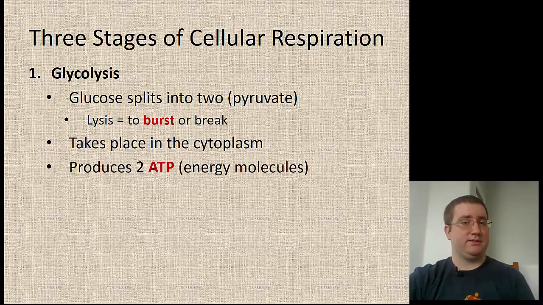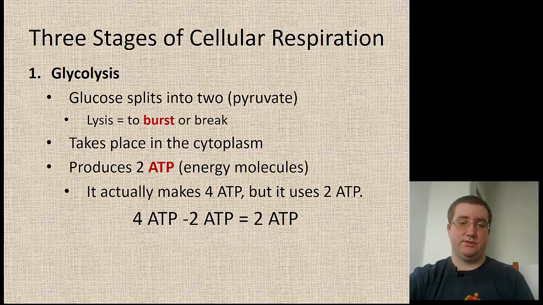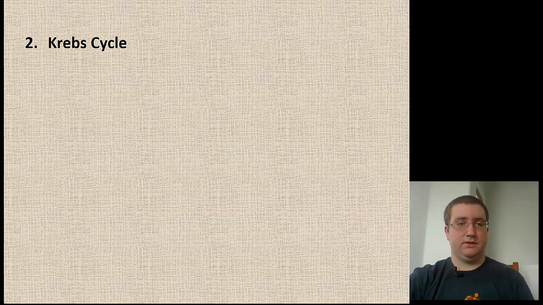The entire process of aerobic cellular respiration produces 36. This first step only produces 2, net 2. It actually makes 4, but to start the process it requires 2. So therefore the net gain after glycolysis is only 2.